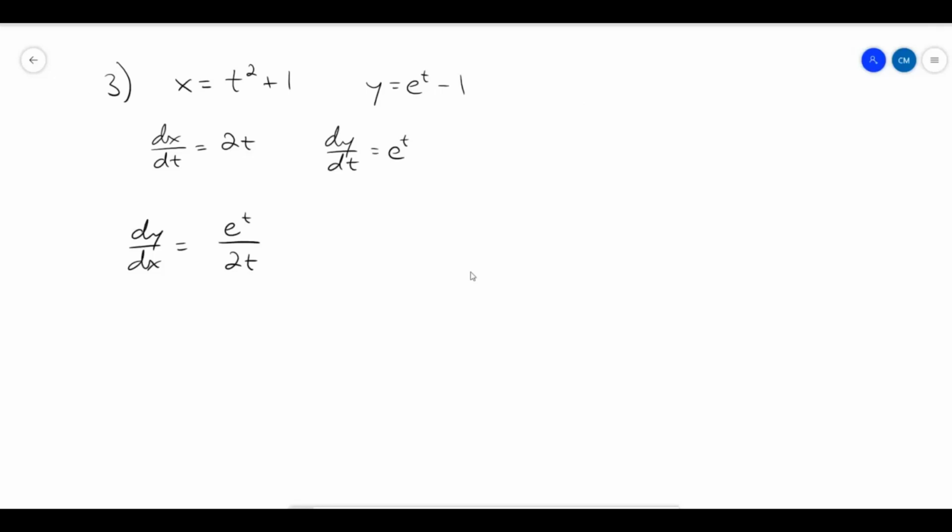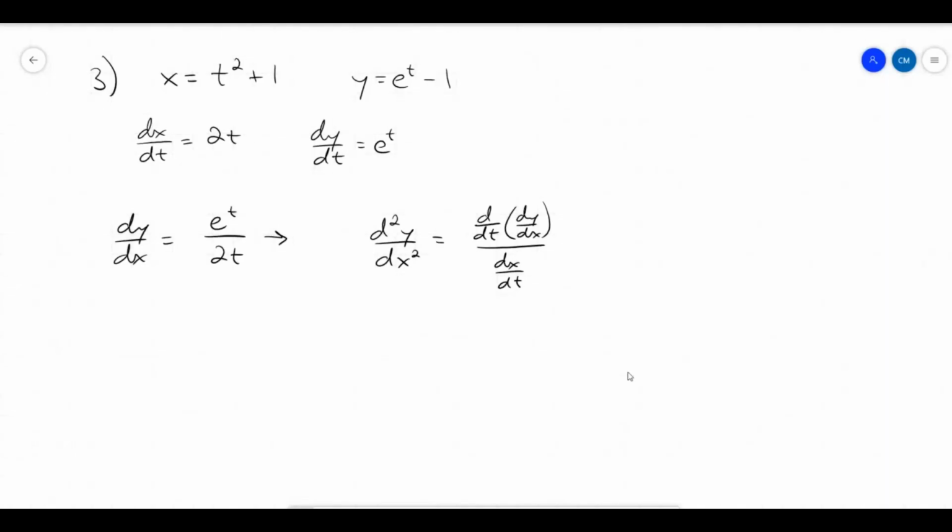All right, then to find the second derivative, we use this formula. That is the derivative with respect to t of dy/dx, divided by dx/dt. That's the formula we have to use. Okay, so you can see kind of what's happening here. What this is indicating is that we have to take the derivative with respect to t of that quantity right there. Okay, but we have that quantity right there. There it is.